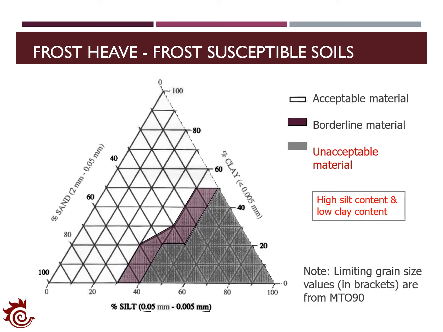The figure here demonstrates the materials which are preferred by the pavement design to prevent the frost heave effect. The white region represents acceptable materials, while the gray region represents unacceptable materials. Basically, soil with a high silt content and a low clay content is not preferred by the pavement design. We should find soil which will fall into the white region.